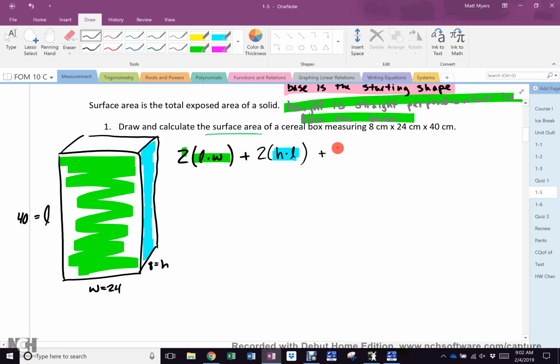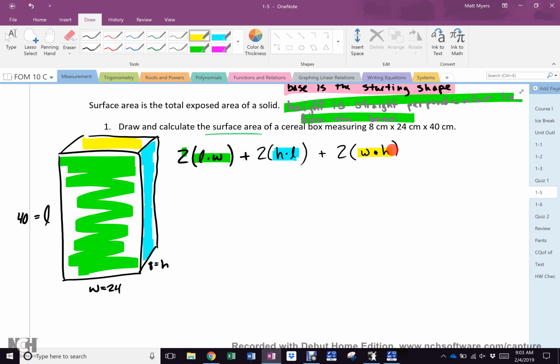And what's left? There's going to be 2 of what? The top and bottom. And what letters are they? W times H. And that's the yellow. Now that's what's actually happening, yes? If you draw it, is it possible to do this wrong? Not really, right? But here's what most of you are going to do.